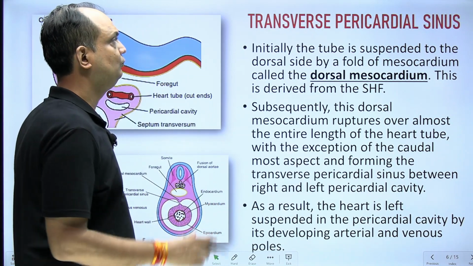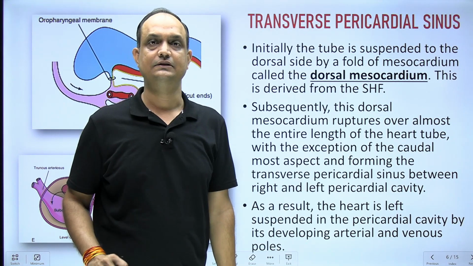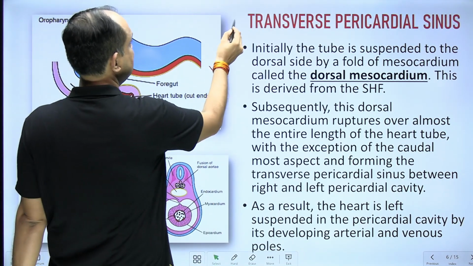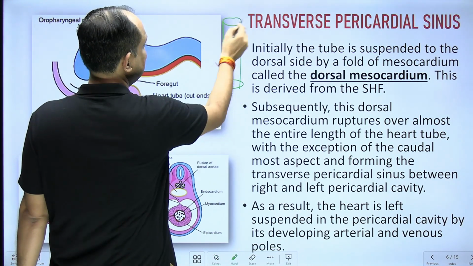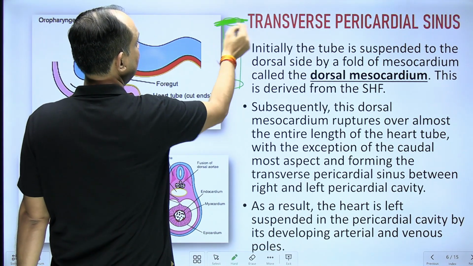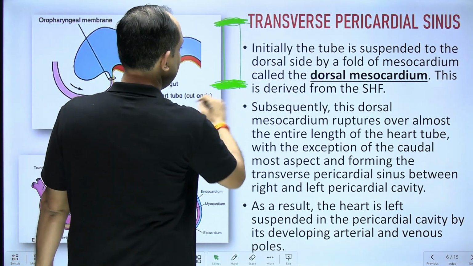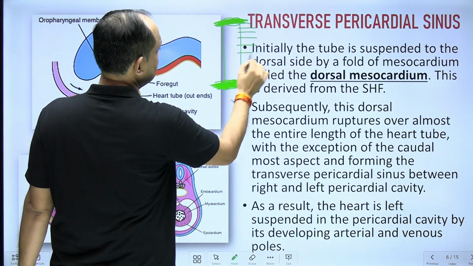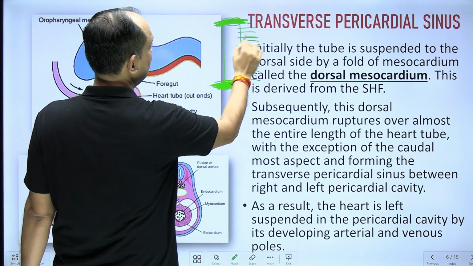My dear students, what is the compulsion for the formation of this sinus? Why do you need this sinus? Try to understand that this is the tube. You have fixed this end into the pharyngeal arch arteries, and you fix this end into the mesenchyme of the septum transversum. Posteriorly this tube is fixed with the dorsal mesentery, or you can say dorsal mesocardium.